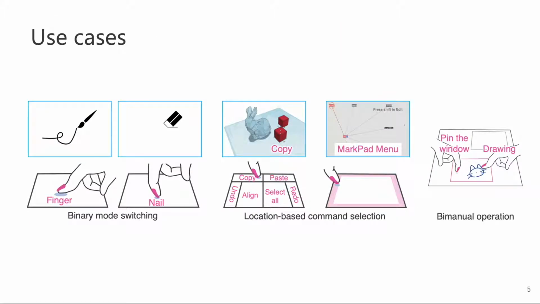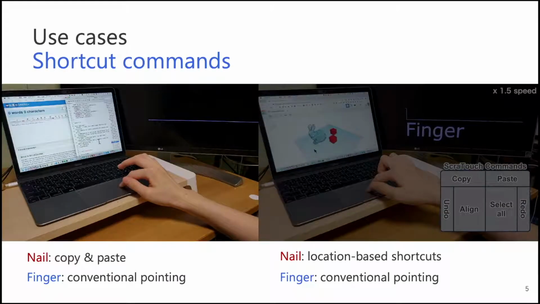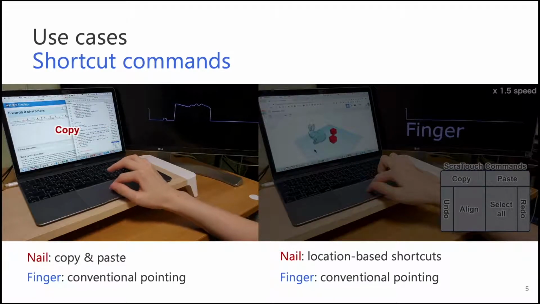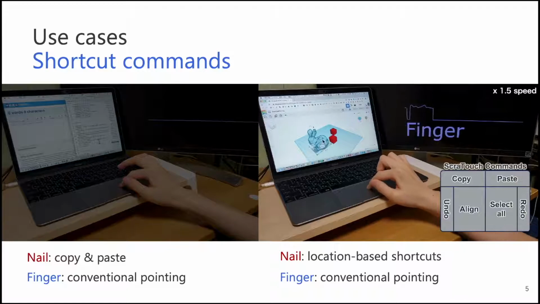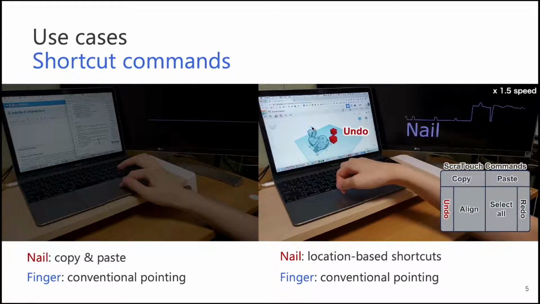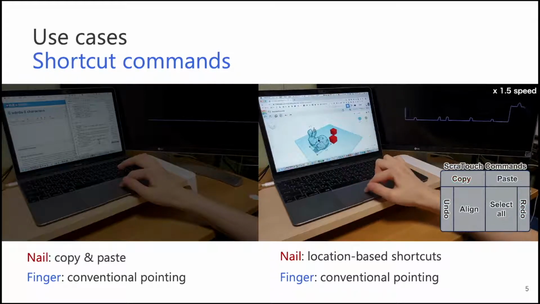The basic ideas of hand-part-specific interactions proposed in the prior work can also be applied to interaction scenarios for ScraTouch on touchpads, smartphones, and tabletops. ScraTouch can be used for shortcut commands, such as copy and pasting data. It shows location-based shortcuts for 3D CAD operations. The user can perform conventional pointing with a finger, and execute shortcut commands with a nail touch.